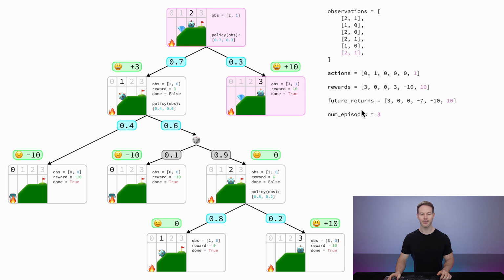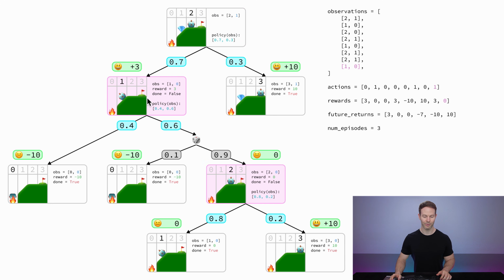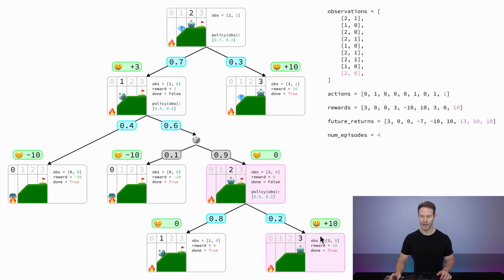So let's sample another episode. This time we just go right. We add that observation, our action, our reward. We calculate the future returns for each of the actions, and we increment our number of episodes. And we'll add one more episode to the list. Here we're going to go left, and then right, and we're going to end up in this node down here, and then we'll take another right. So we'll add those observations for each of those steps, each of the actions, each of the rewards, and then when we reach the end, we're going to fill in the future returns for each of the actions during that episode.